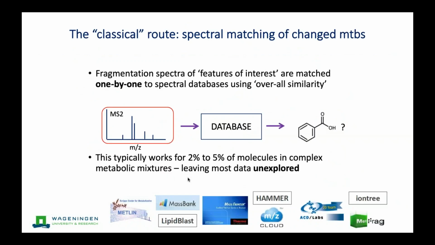And the classical route of doing things is really to take this fragmentation data out of LC-MS data and then do one-by-one matching to the databases that are there, the growing databases, but they grow relatively slowly, to see if you can find a match. And this typically works for 2 to 5% of the molecules in a complex mixture. But as you can see, that leaves most of the data actually unexplored.